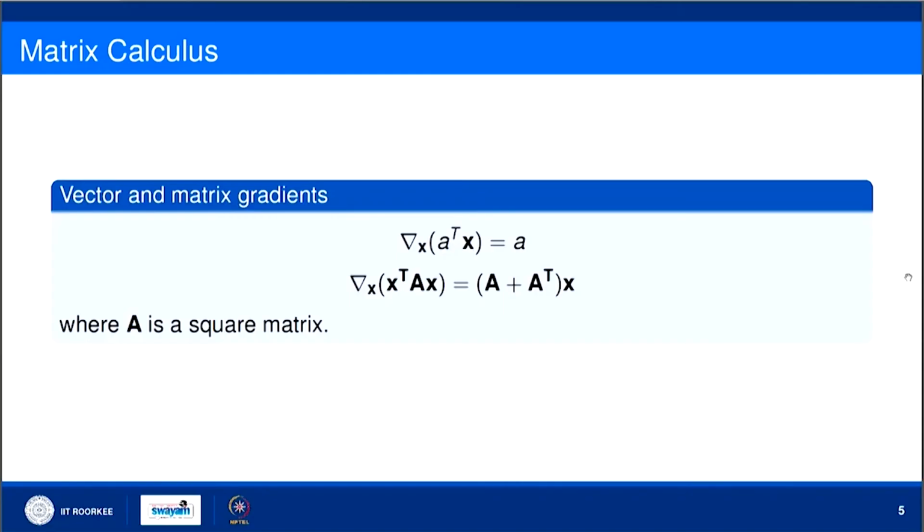Now, we have some computation of matrices also in terms of gradient. So, vector and matrix gradients can be defined like this. If you want to compute the gradient of A transpose x, where A is a fixed vector, independent of x, then the gradient of this will be nothing but A, and the gradient of x transpose A x will be given by this, where A is a square matrix.